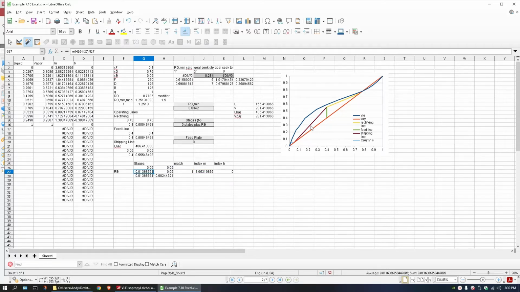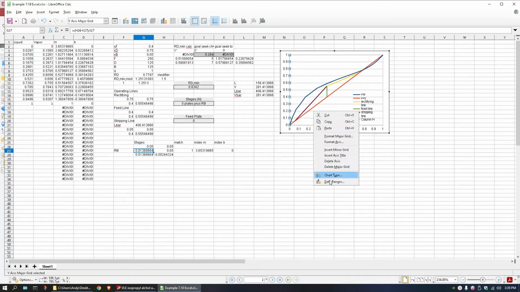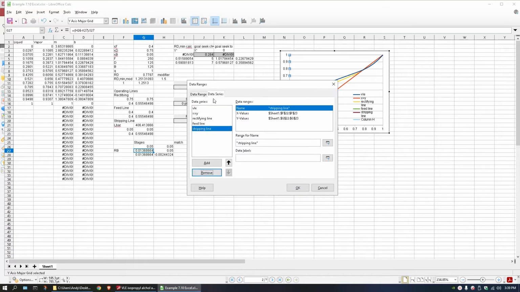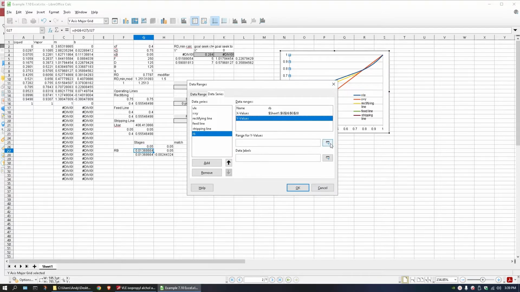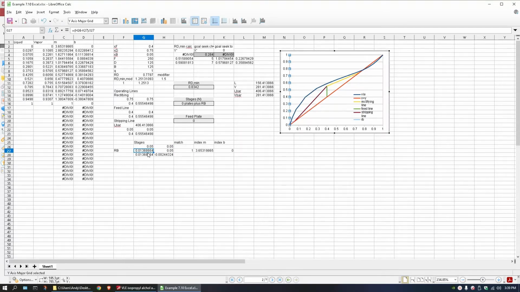If it doesn't, then you should go in and do your data ranges, go to add, this will be our reboiler, X values will be these, Y values will be these, and there it goes.